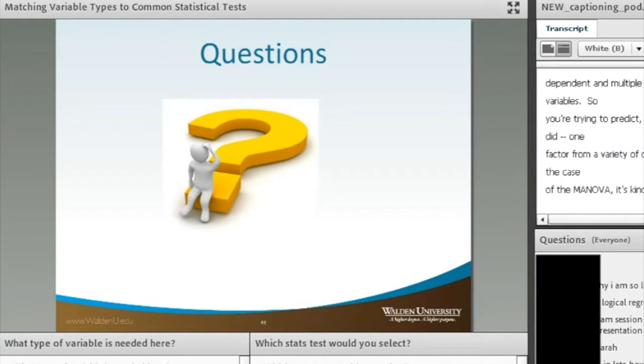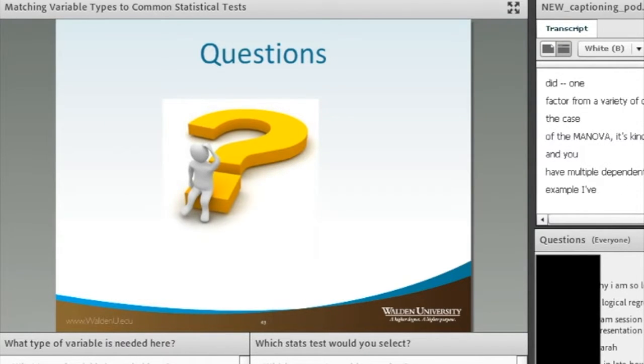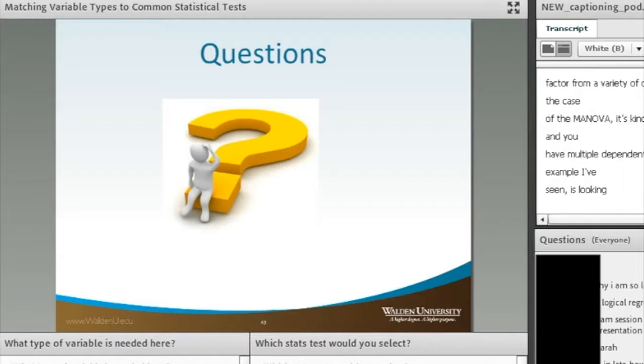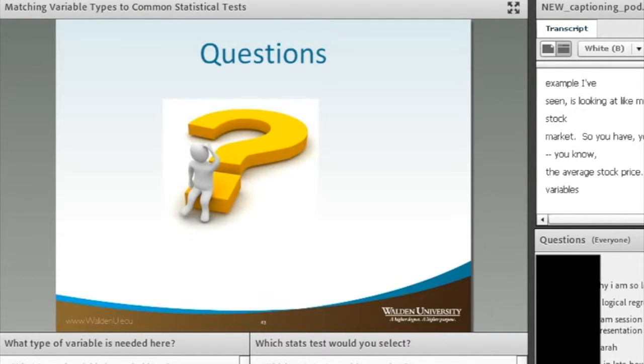And a good example, an example I've seen, is looking at mutual funds and the stock market. So you have the average stock price of different types of variables. But that would be a MANOVA. But I would venture into a MANOVA very cautiously. Get support from your methodologist for sure, and support from the tutors.